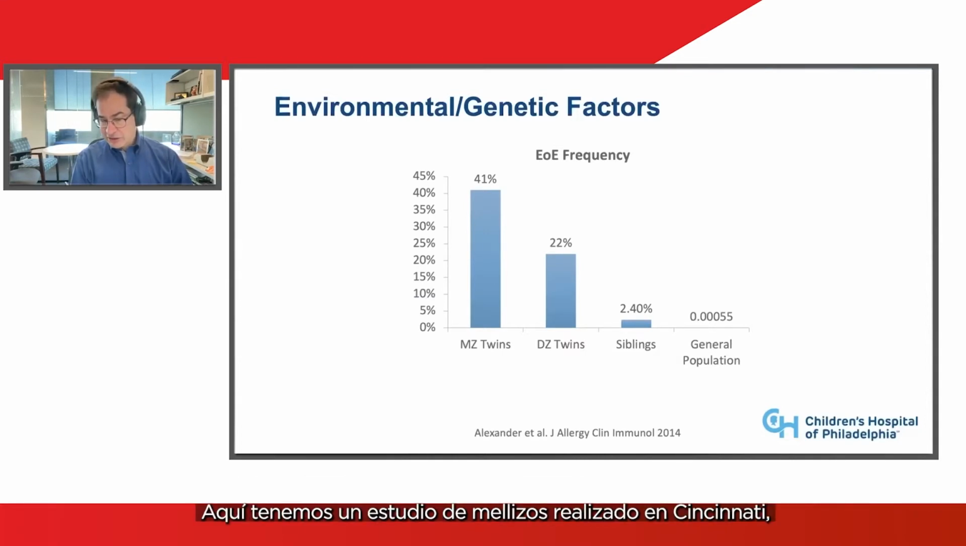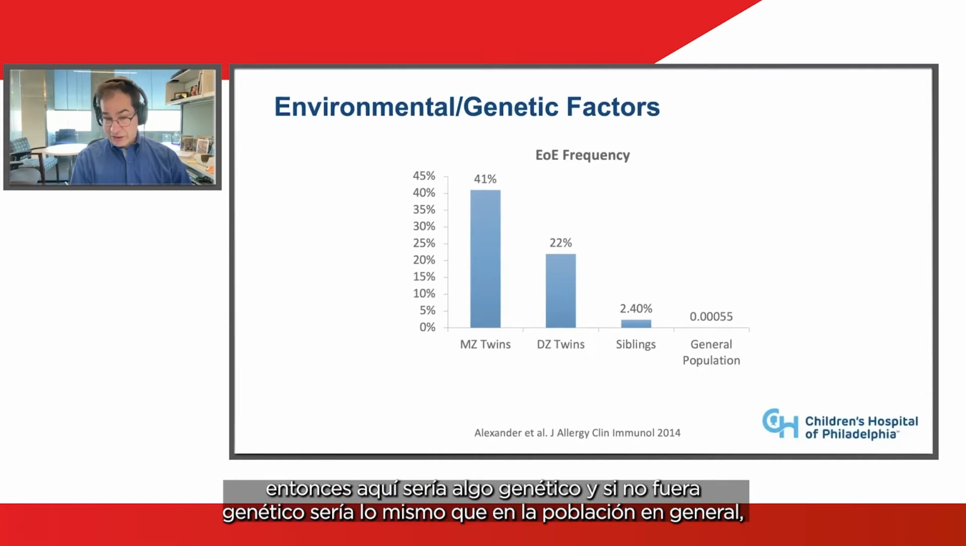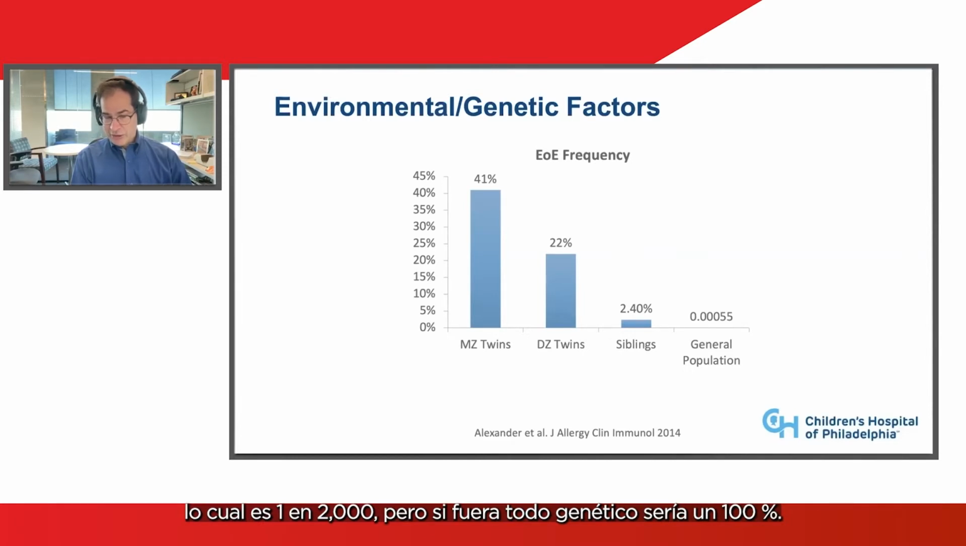So this is a twin study done out of Cincinnati. As you can see, in monozygotic twins, about half get EoE. So there is a really genetic factor, because if there were no genetics, it would be the same as the general population, which is 1 in 2,000. But if it was all genetics, it would be 100%. So there's an environmental and genetic factor.